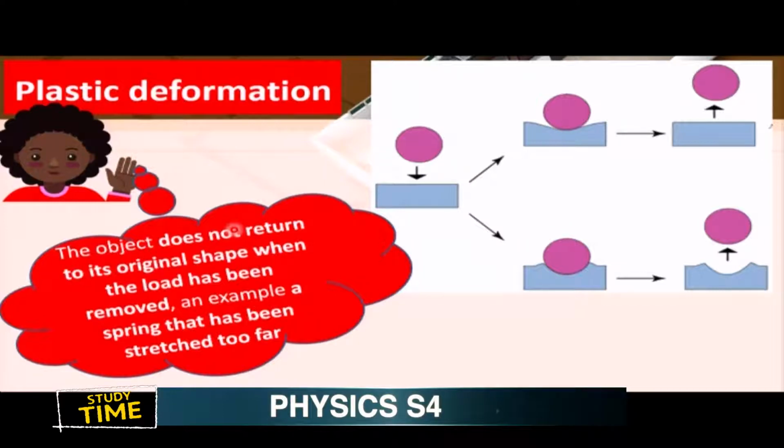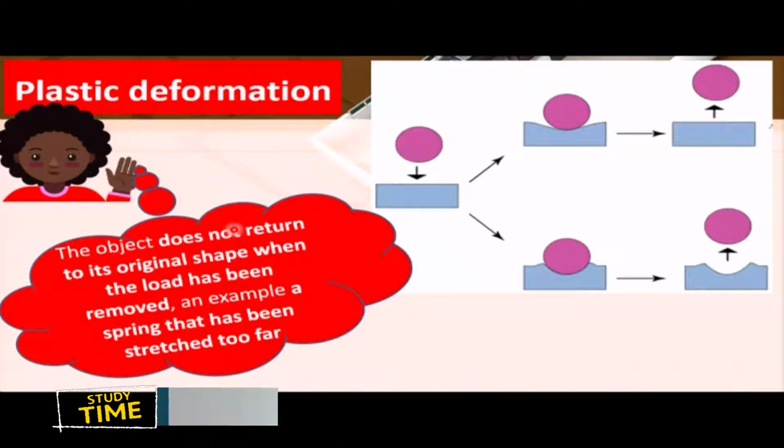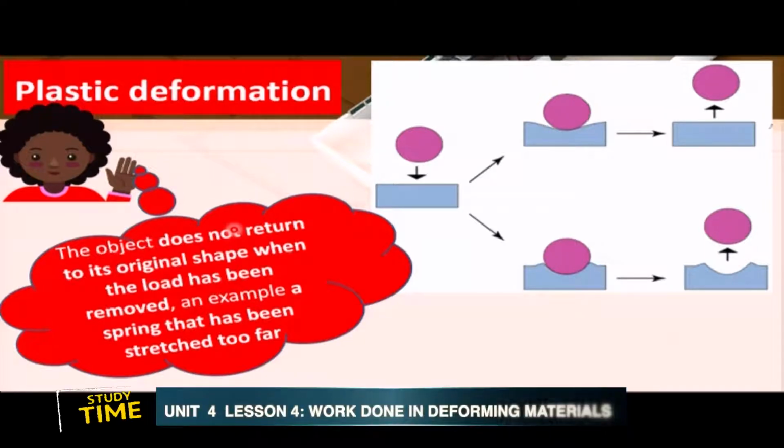Then, students, what is plastic deformation? This is very simple. It is when you remove the load from the material, but the object does not restore to its original shape, original volume, original size. It remains deformed. The object does not return to its original shape when the load has been removed. An example is a spring that has been stretched too far.